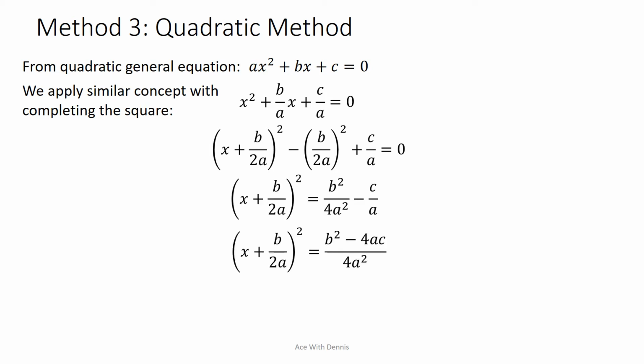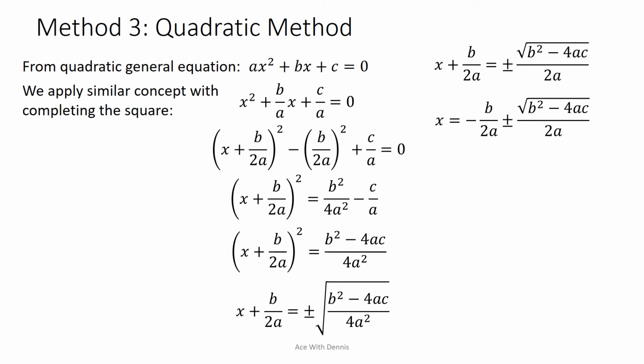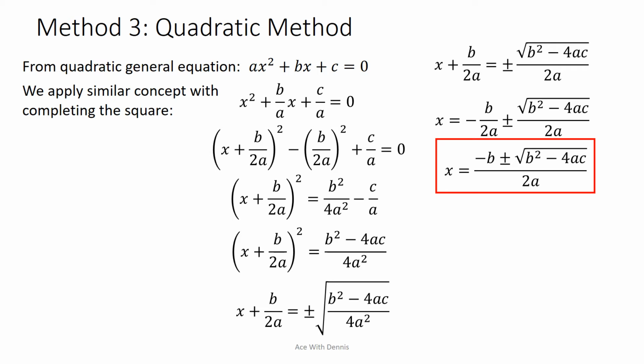We can continue to rearrange the equation and make x the subject. It will become x equals negative b plus or minus square root of b squared minus 4ac, over 2a. And this is the formula that we can use to solve the quadratic equation.